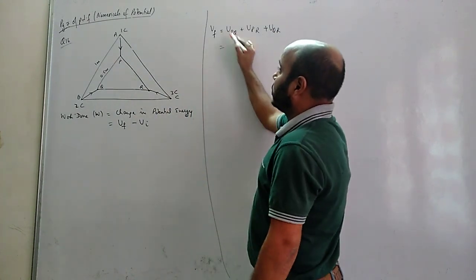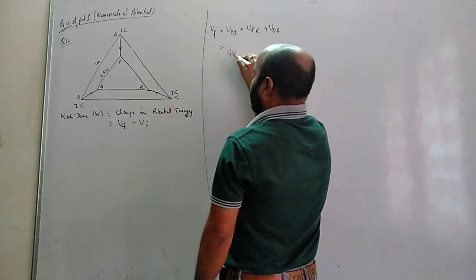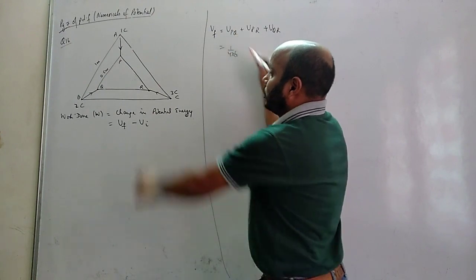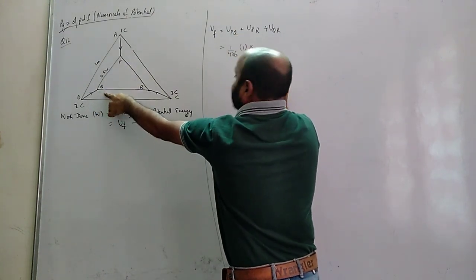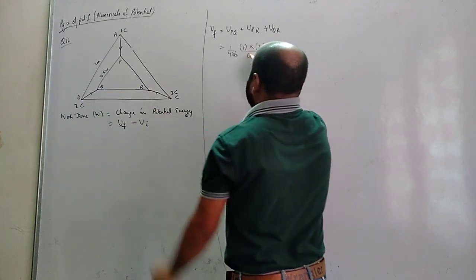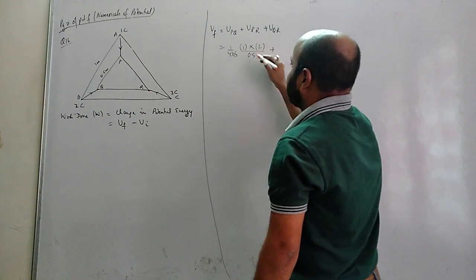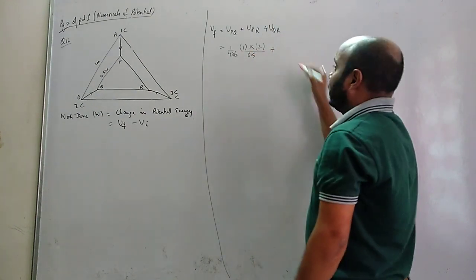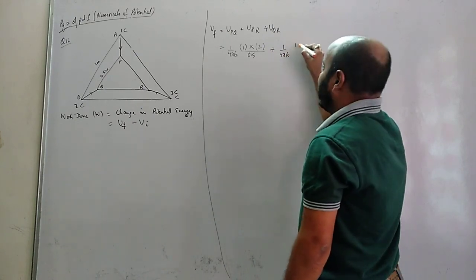Now, how to find the potential energy for PQ? 1 by 4 pi epsilon, charge in P is 1 coulomb into charge in Q is 2 coulomb, divided by distance R. What is the distance? 0.5. You understand? Plus PR, again 1 by 4 pi epsilon, charge in P 1 coulomb.